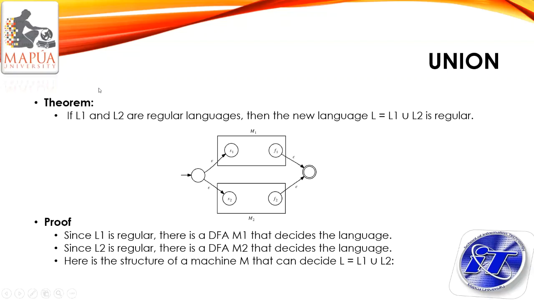In this theorem, to prove this is correct, there is a machine that accepts language 1, and for language 2, we have a machine that accepts language 2. Therefore, as long as a string is included in L1 or L2, it will be accepted by our new machine.